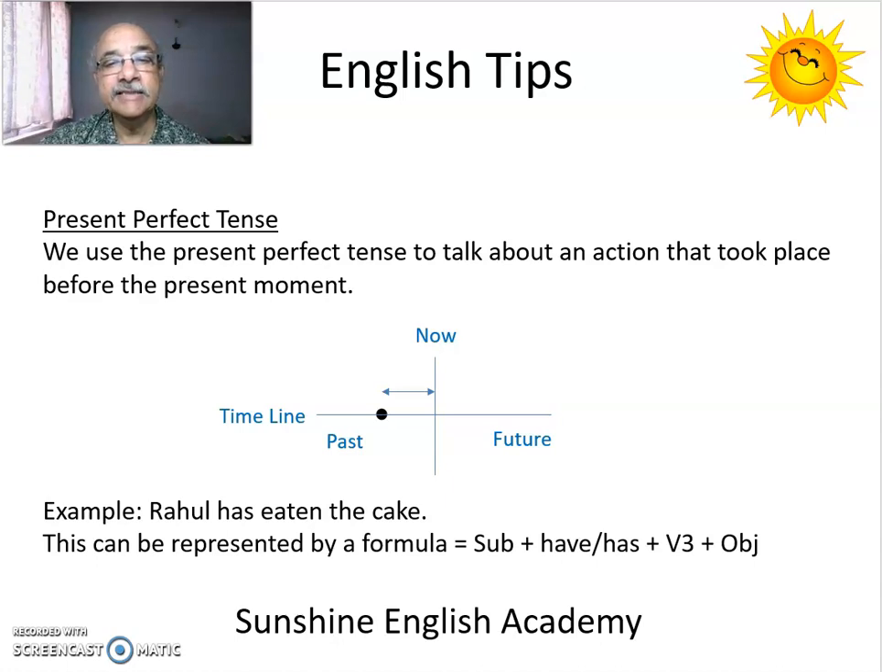The present perfect tense can be represented by the formula: subject plus the helping verb have or has plus the main verb in the V3 form plus the object. So in our example, Rahul is the subject, then that is followed by has, then that is followed by eaten, which is the V3 form of eat, and then we have the object, the cake.